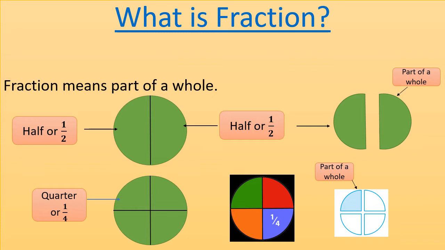Similarly, if I divide the circle into four equal parts, each part will represent part of the whole circle and we call it quarter or 1 by 4. 1 by 4 means out of 4 equal parts it represents one part.